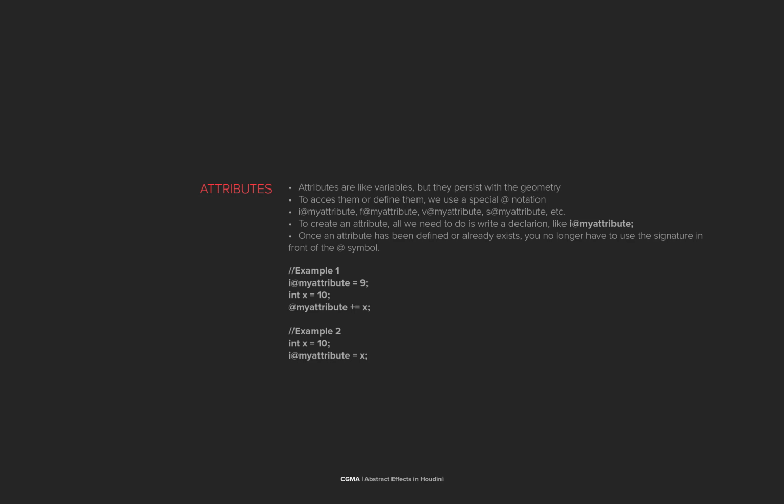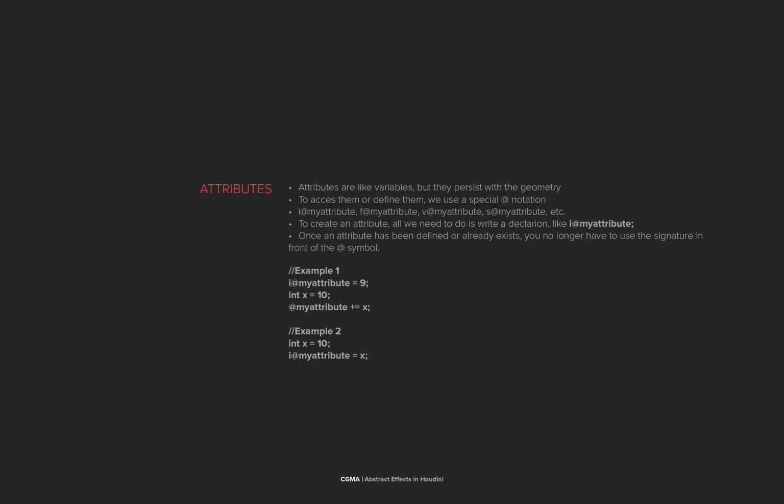And these are explained in the Houdini documentation as well. To create an attribute, all we need to do is write a declaration, like i, standing for integer, and then the @ symbol, and then the name of our attribute. And we can assign a value, or if we don't, it just gets a default value. Once an attribute has been defined or already exists, you no longer need to use that signature in front of the @ symbol. And here's a couple examples that we can look at.